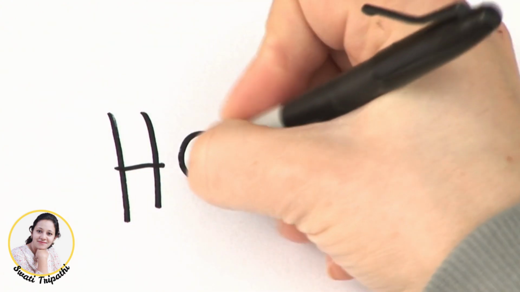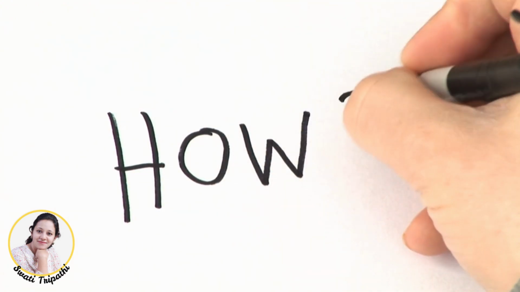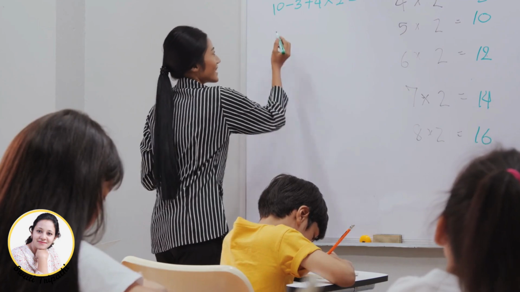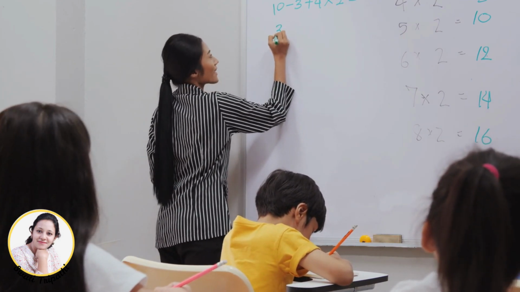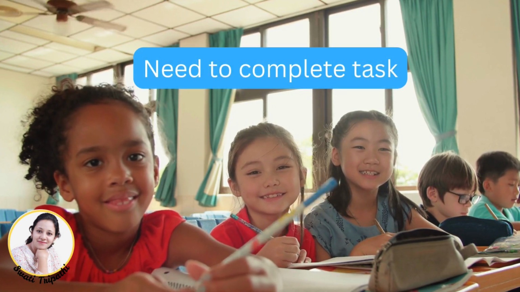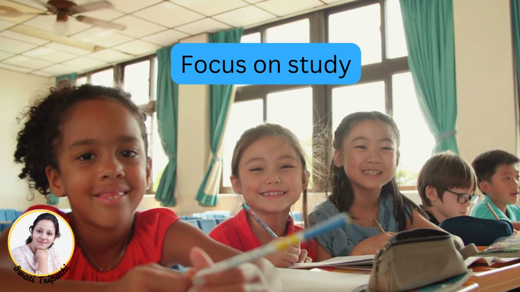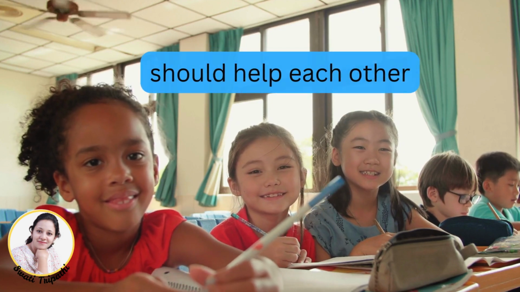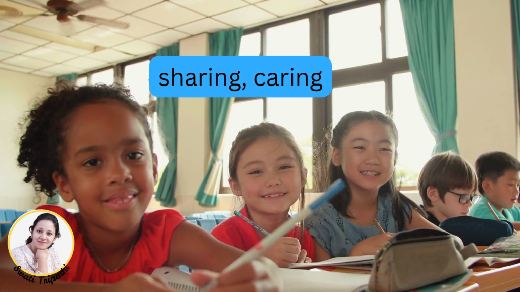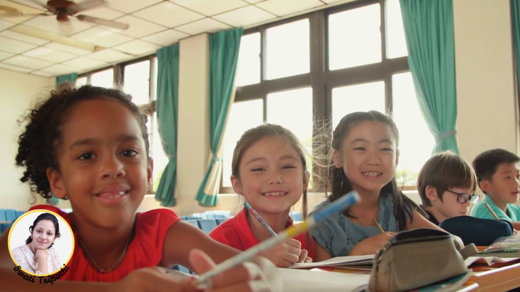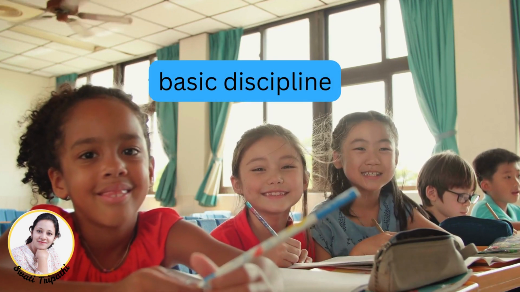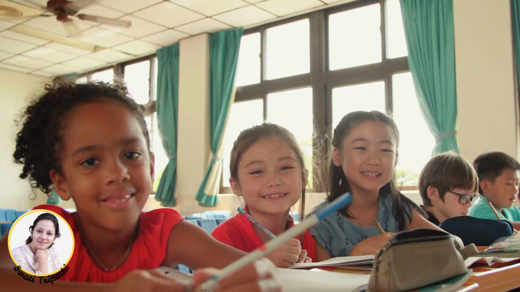How to make your student disciplined. If you really want your students to be disciplined, they should be part of the discipline process. Suppose some child or some class is very naughty, they are not listening. They know that they need to complete the task. They also know they need to focus on the study, they should not fight, they should help each other, they need to go with sharing and caring, and follow the basic discipline. They also know that they should not change places in between. But they are not doing it because they are not feeling that it is really important to do.